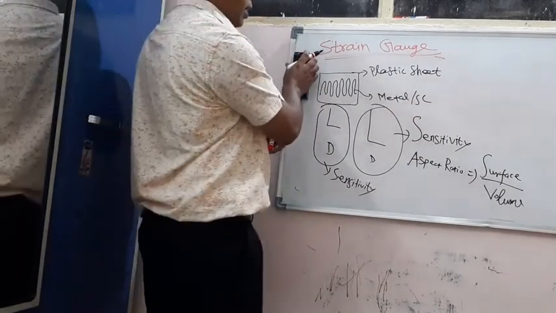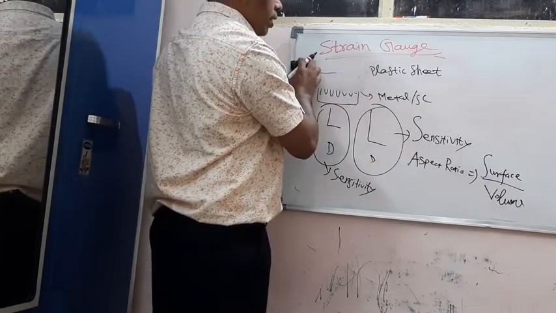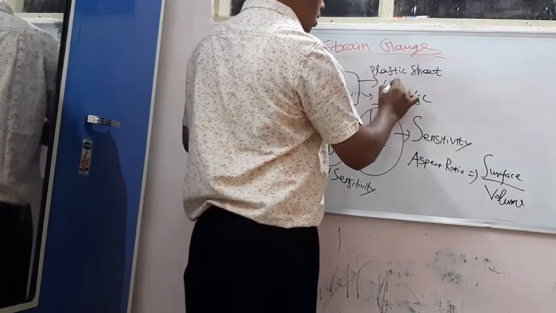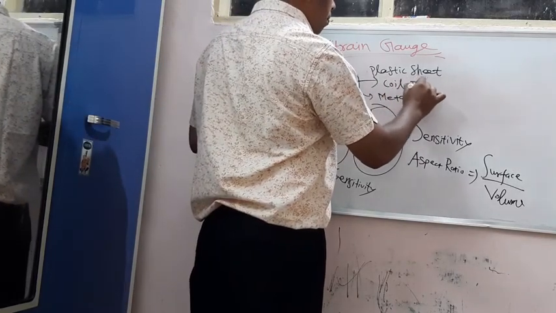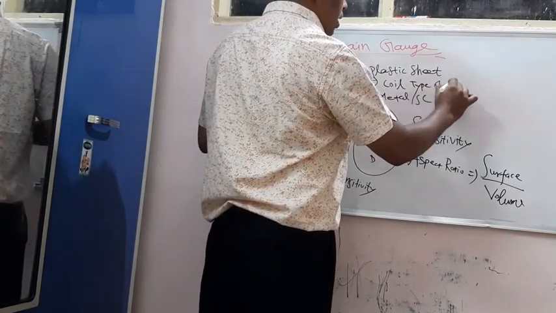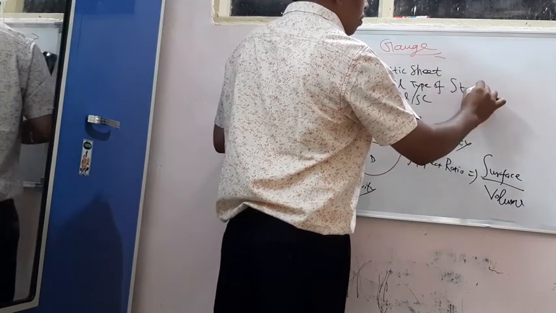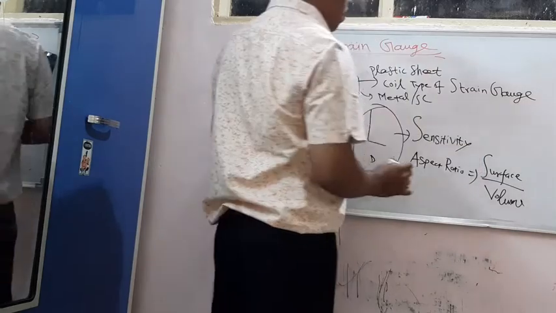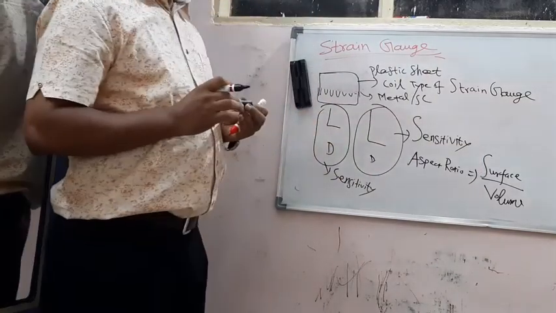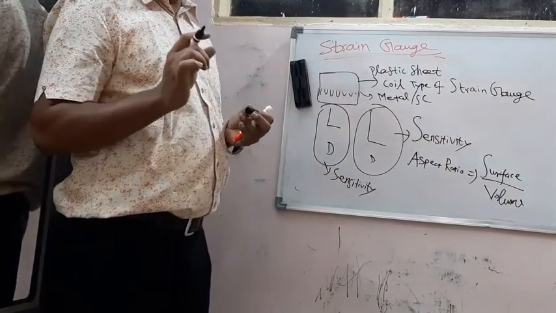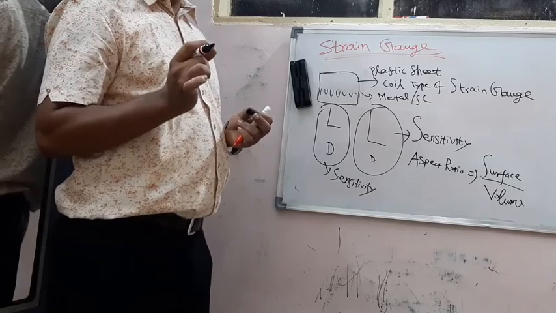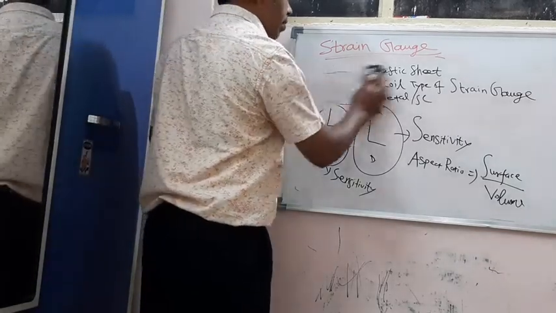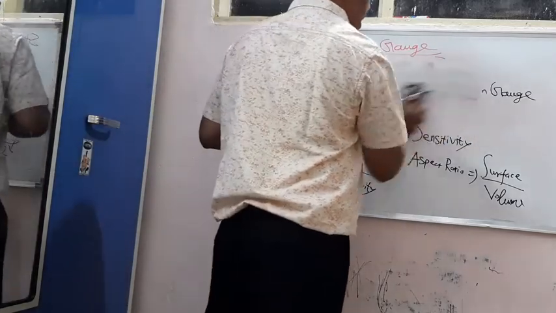So it is a coil type of strain gauge. And in a strain gauge, one parameter is very important, that is the gauge factor. Now we will derive an expression for the gauge factor.